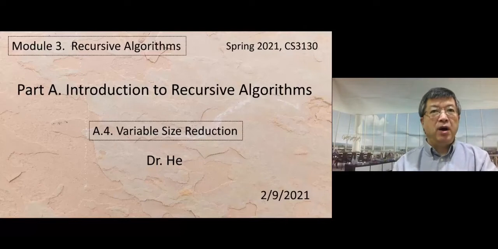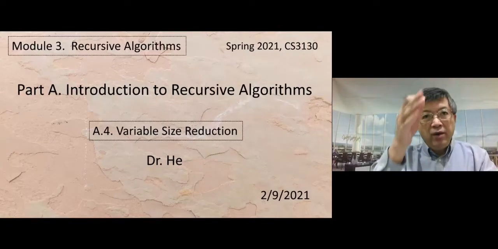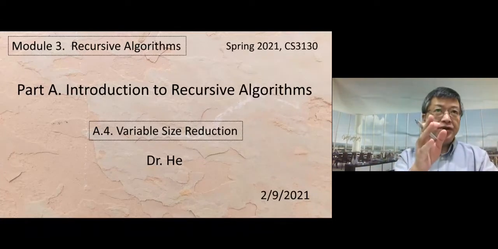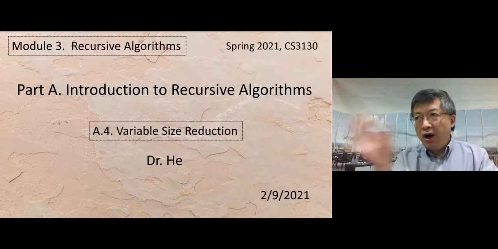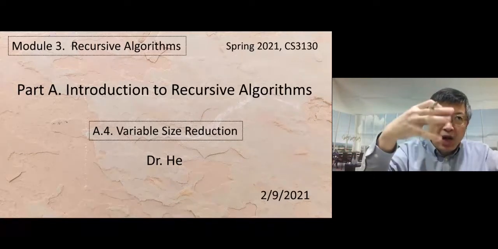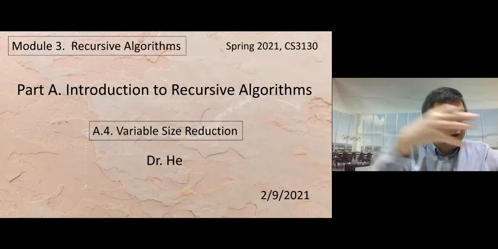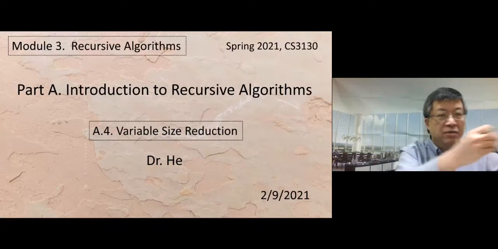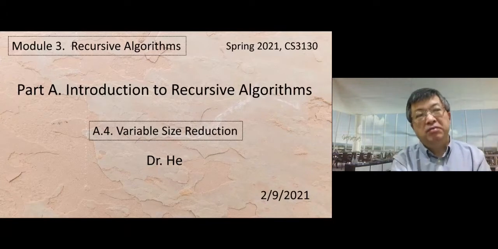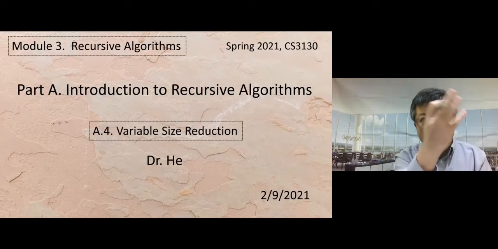Video of this part, 8.4, variable size reduction. So you can see here we consider a special case. When we do divide and conquer, every time we reduce the problem size, that could change. Sometimes bigger, sometimes smaller. So there is an interesting example showing that kind of property.